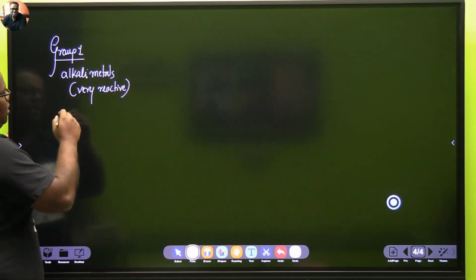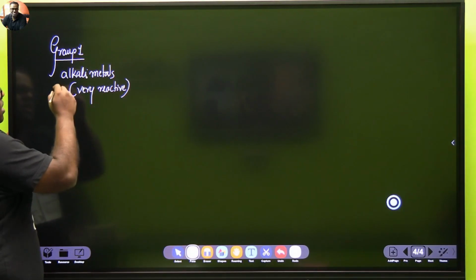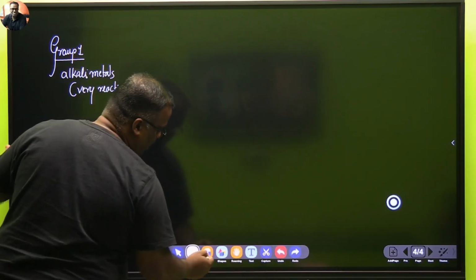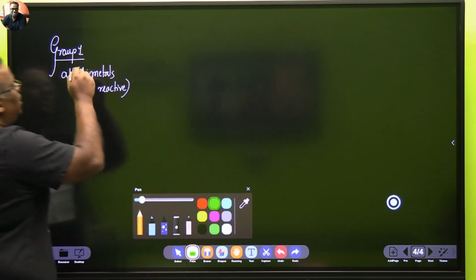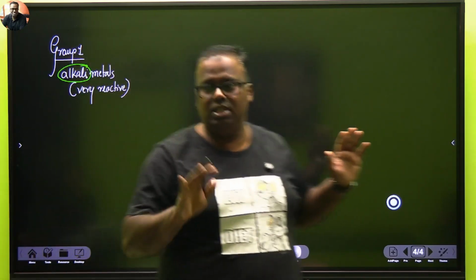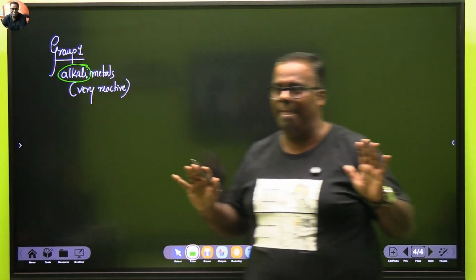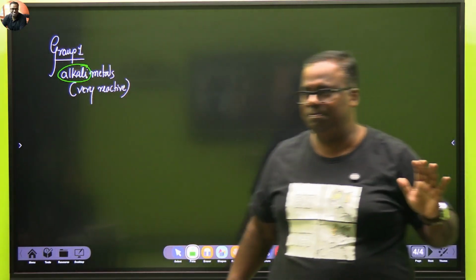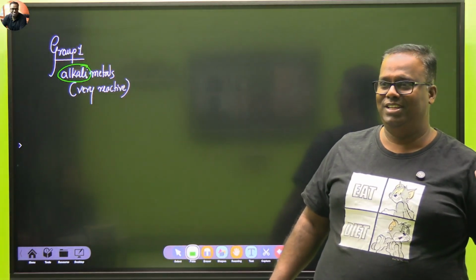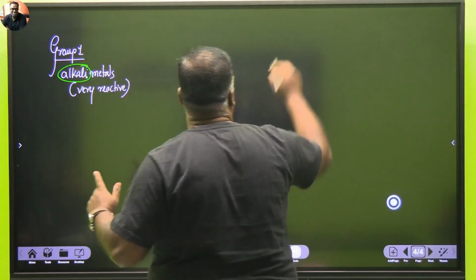So in group 1, we have the alkali metals. Now, do you understand? And be very frank with me to answer me, okay? Do not hide anything. Do you understand what is the meaning of the word alkali? Because if you don't understand, you'll just not. What is an alkali? Then what is the difference between alkali and a base? Quickly, ठीक है? यही सब clear करना है.